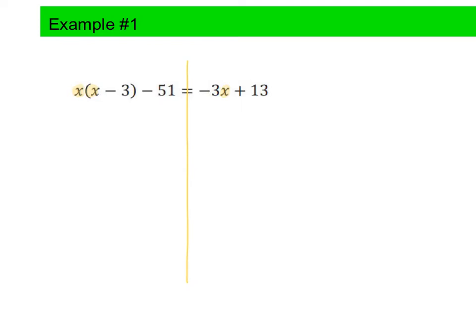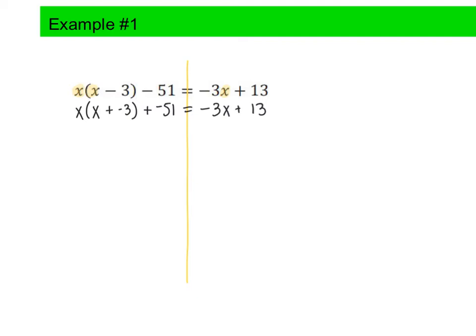So the first thing I'm going to do, I see that there's some minus signs here, so I'm going to go through and change all my minus signs to plus negatives. So I have keep, change, opposite. Keep, change this to plus sign, do the opposite of 51. This is a negative 3x, and this is a plus sign. All right, so I've got my minus signs out of the way.